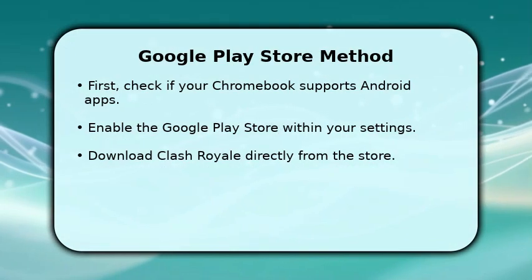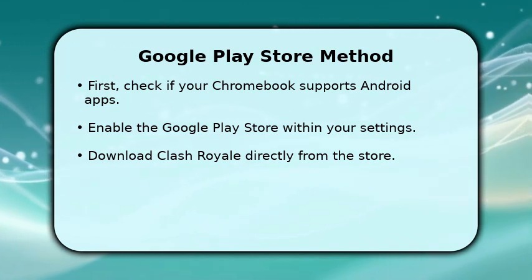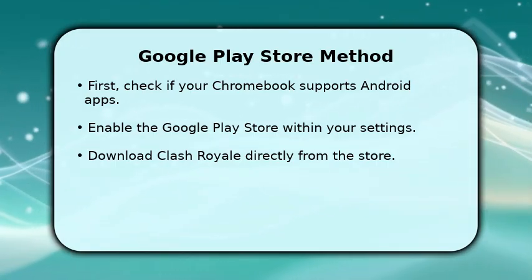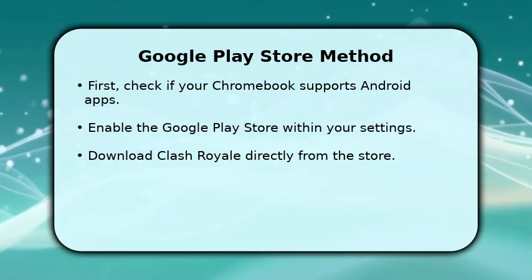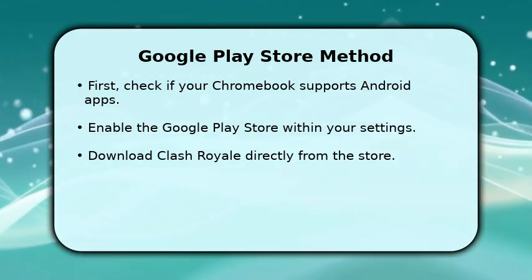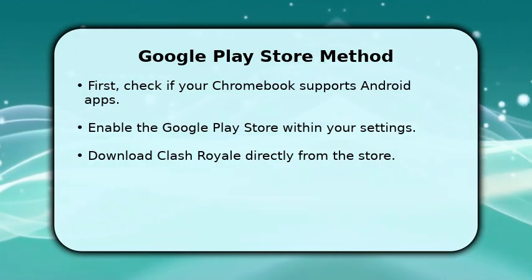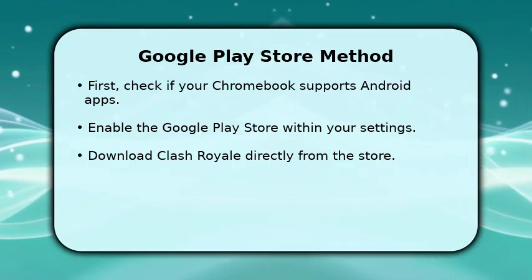The first method involves the Google Play Store. Head to your Chromebook settings and look for the Apps section. If you see an option to turn on the Google Play Store, enable it. Once activated, you can open the Play Store app, search for Clash Royale, and install it just like on any Android device. Remember, some school administrators might have this feature disabled, so it is not always an option.